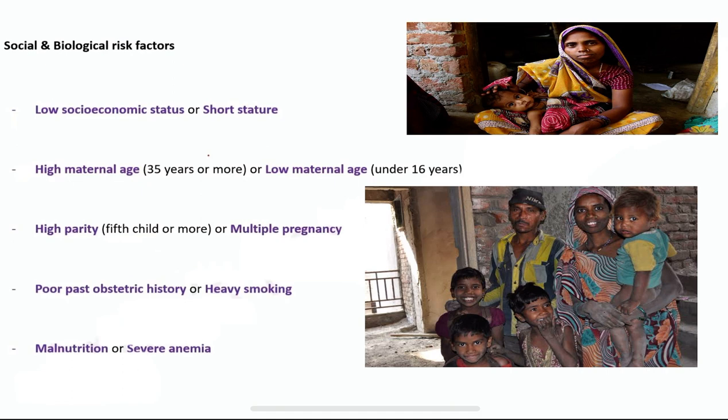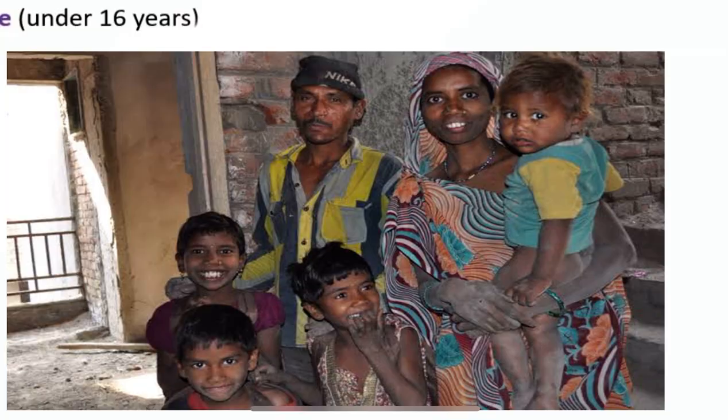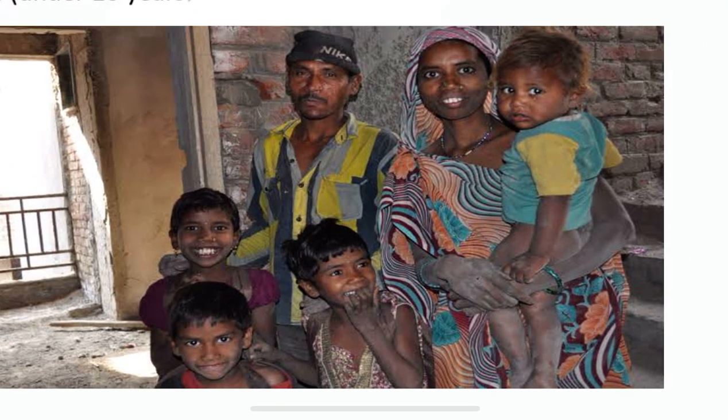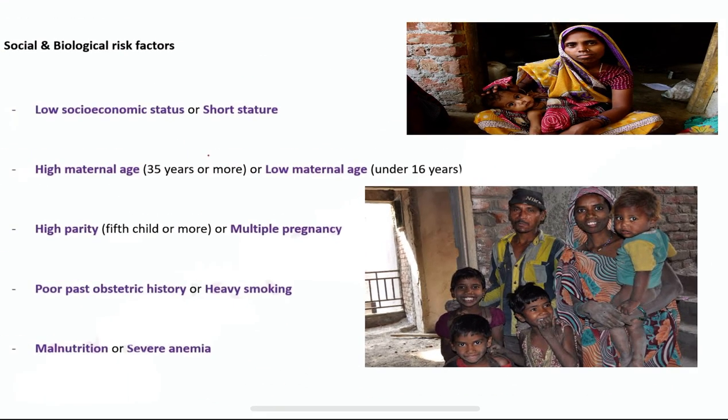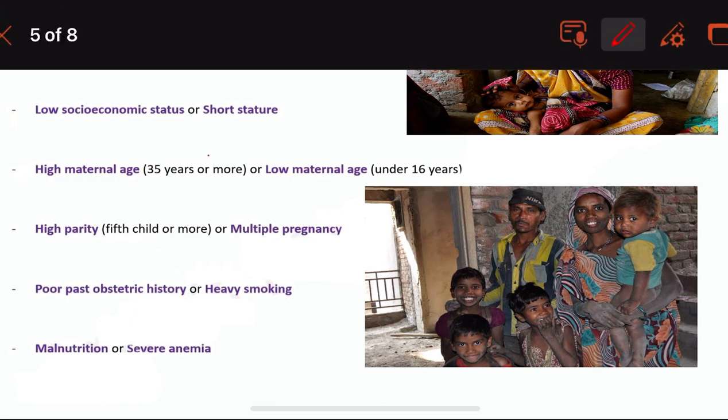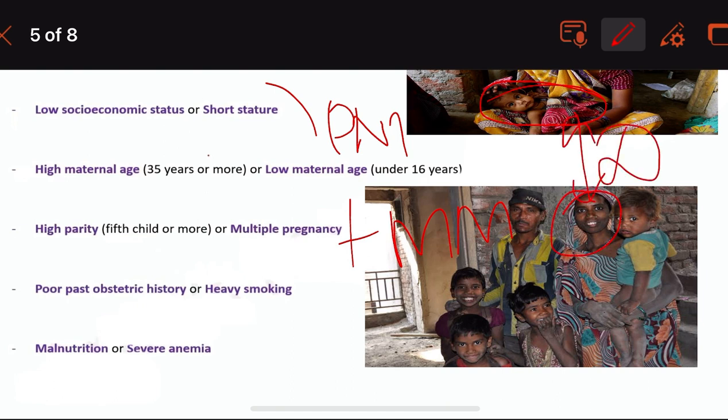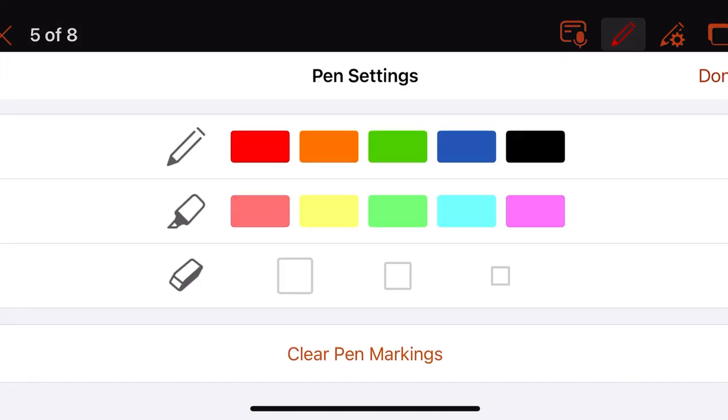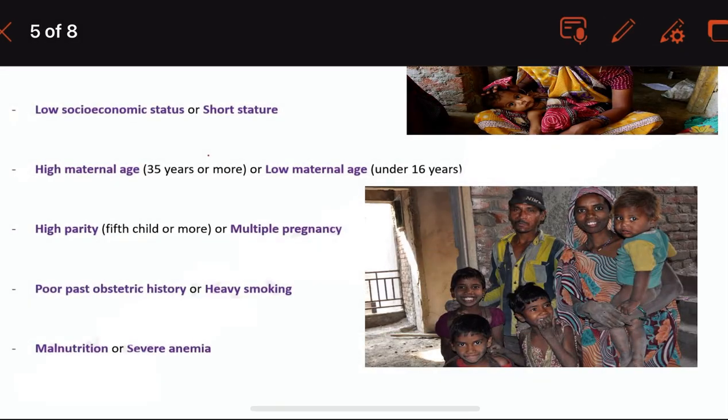And next we have malnutrition as well as severe anemia. You can see the mother is completely malnourished and anemic. Okay, these are the social and behavioral risk factors which have a greater impact not only on perinatal mortality but also maternal mortality, not just the baby but also the mother. There is a high risk of death. What are all the causes? Just look at the pictures and tell me now.